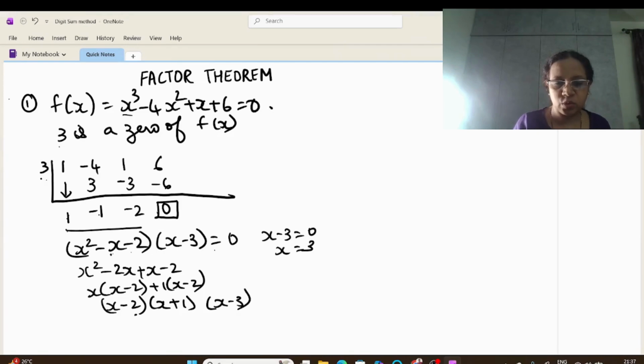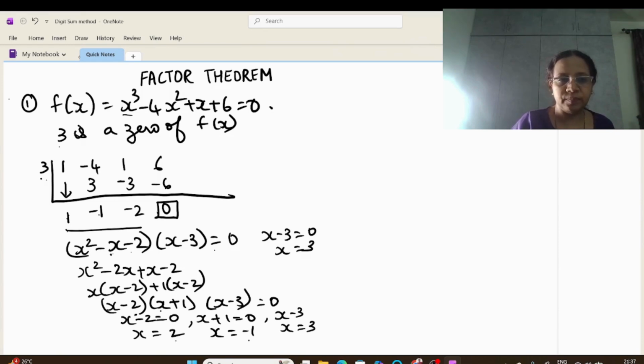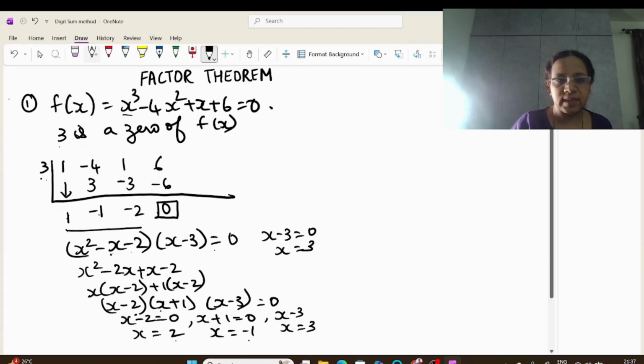Since x minus 2 into x plus 1 into x minus 3 is 0, therefore we can say x minus 2 is equal to 0, which gives x is equal to 2. x plus 1 is equal to 0, therefore x is equal to minus 1, and x minus 3 is 0, therefore x is equal to 3. So the other roots are 2 and minus 1 apart from 3. Let's take another example.